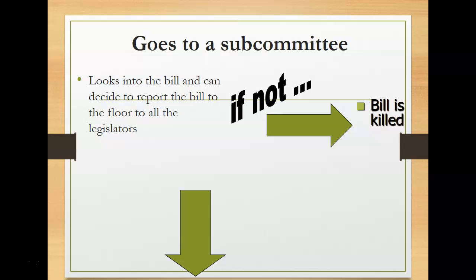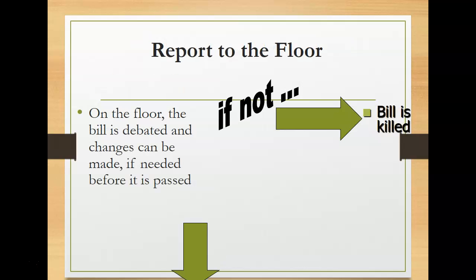So let's say the subcommittee decides to send this bill to the floor. All right. So the bill is then reported to the floor. On the floor, the bill can be debated. It can be changed if needed before voting to pass this bill. Once the bill is reported to the floor, if during the debates there are no changes, there is no compromise, the bill can be killed on the floor before it's ever even voted on.